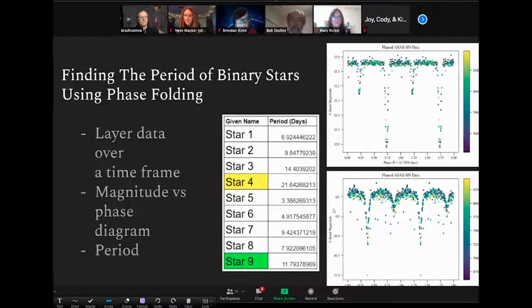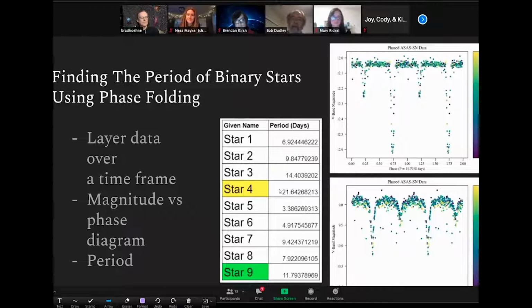Or some of them could have a longer period, like star 4. And there are binary star systems with periods even longer than 21 days. They can have super long periods or they can have short periods. But for these, you will have a lot of data.